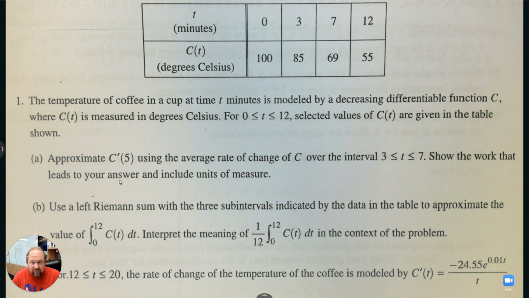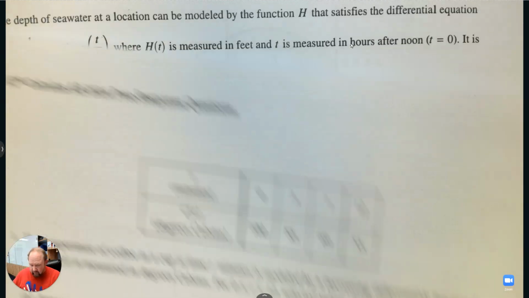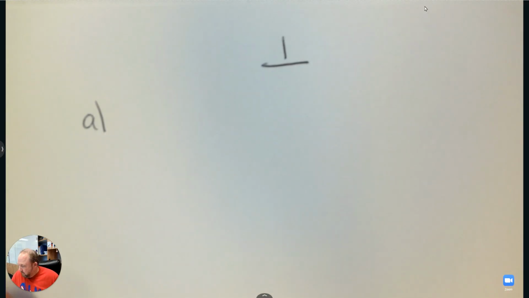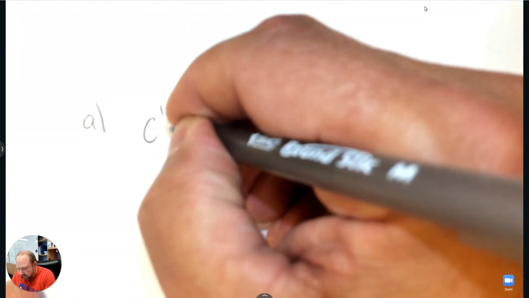So for these table questions, they would just say approximate the derivative at 5, and you'd need to recognize how to find the slope around that point. So how would I do that? On your piece of paper, write down number 1. So this is A. And you don't have to simplify, but you have to write down what you're doing.